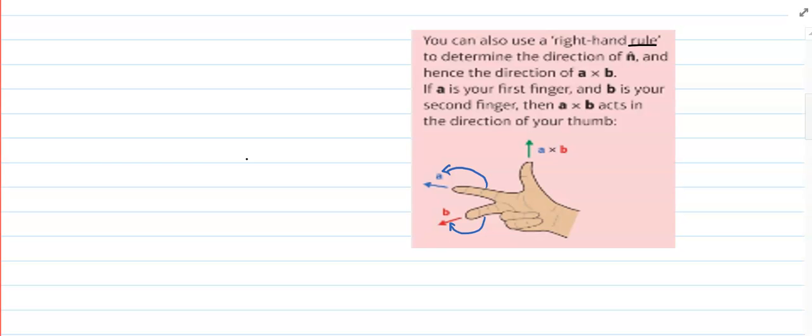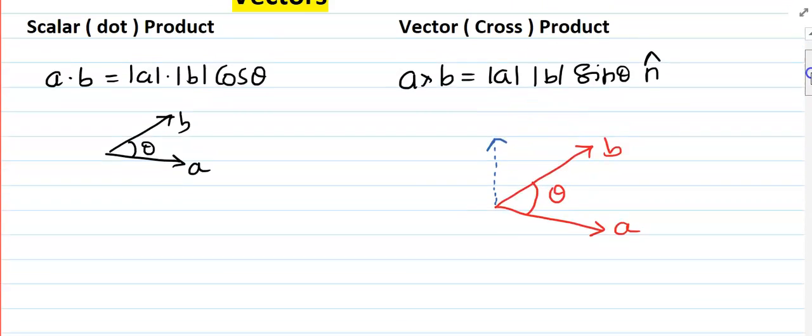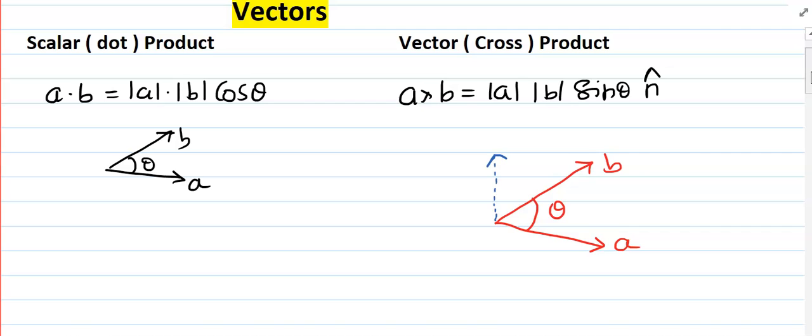So make sure that you are using the right hand rule, not the left hand. So your first finger will be towards A, second finger will be towards B, and then its direction is going to be upward here. So this will be a unit vector here. And what happens if directions are changed here? If directions are changed, then again we can use the right hand rule and we can find where the unit vector is and in which direction it's working.